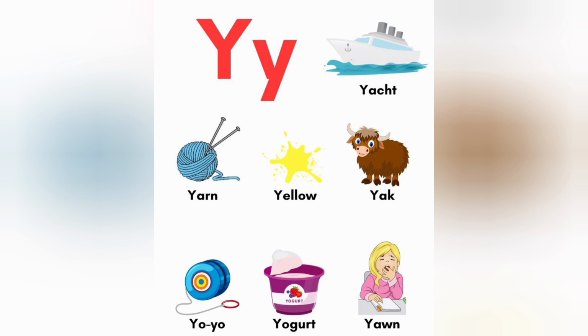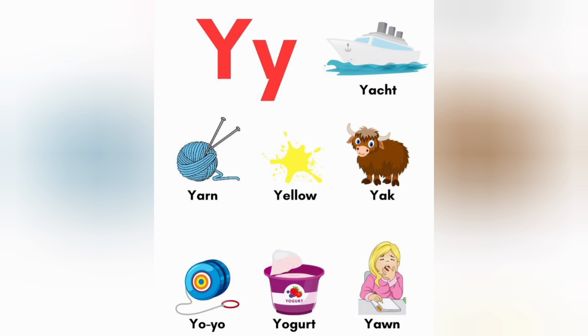This is letter Y. Y sound Y, and Y for yacht. Y for yarn. Y for yellow. Y for yak. Y for yo-yo. Y for yogurt. Y for yawn.